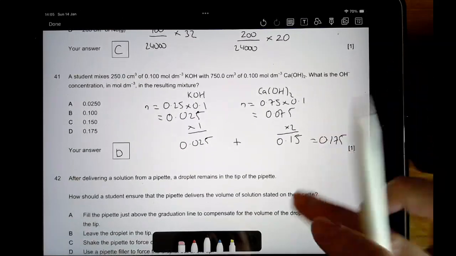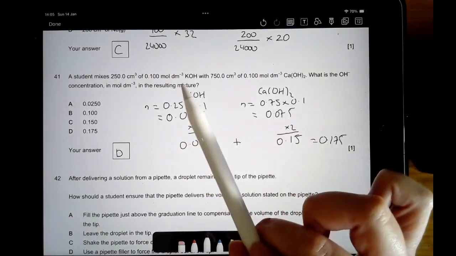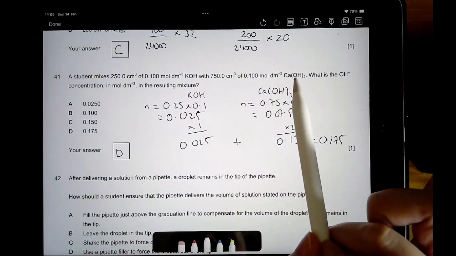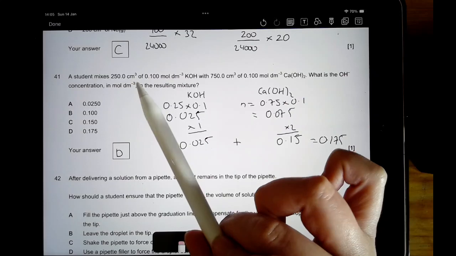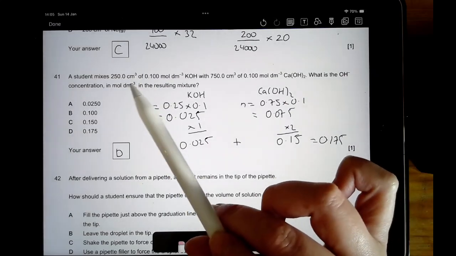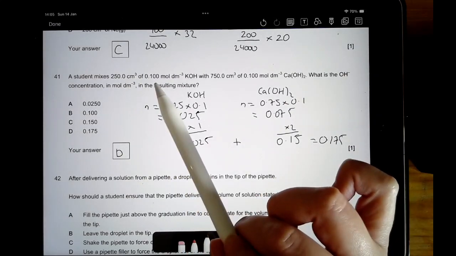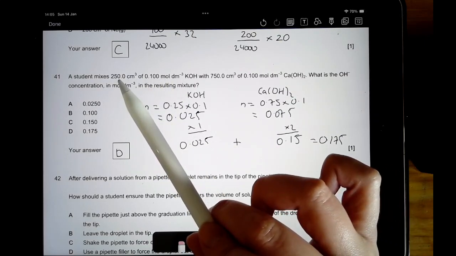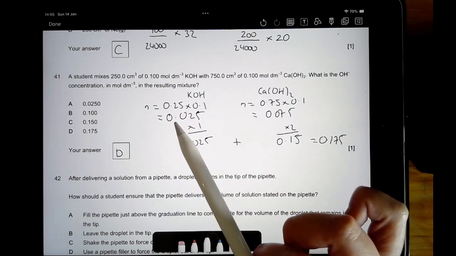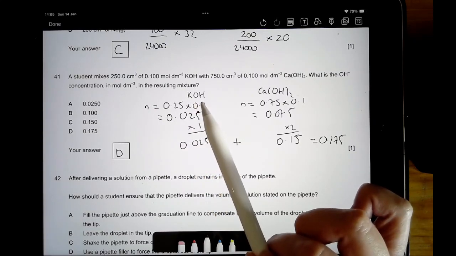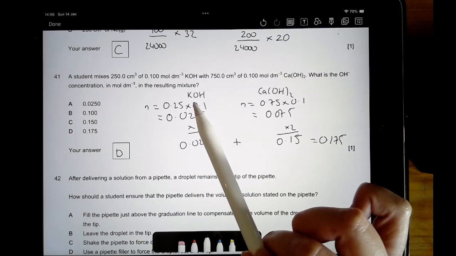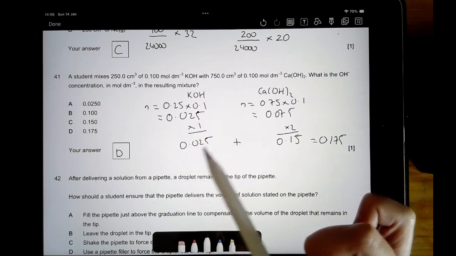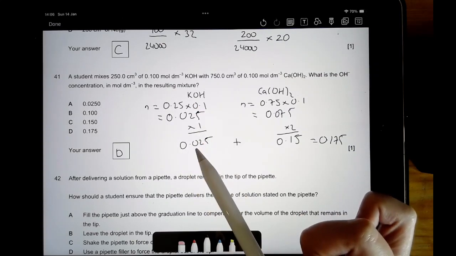The next one, 41, you're taking potassium hydroxide, calcium hydroxide, mixing them together and working out the OH minus concentration. So in most cases I'm going to be finding moles, I've got volume and I've got concentration, so I'm going to be multiplying them. Before I multiply, I change my volume into decimetres cubed. So I work out the number of moles of KOH I have, and in KOH there's only one equivalent of OH minus, so just timesing it by 1, so that's the OH minus I'm getting from KOH.